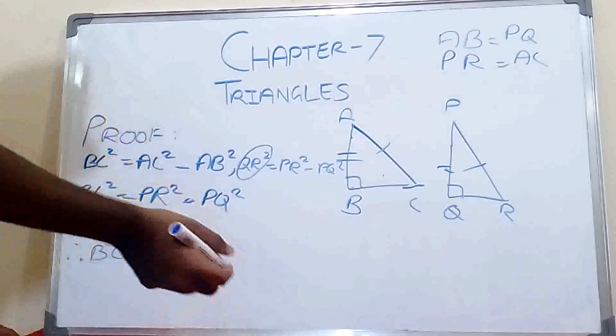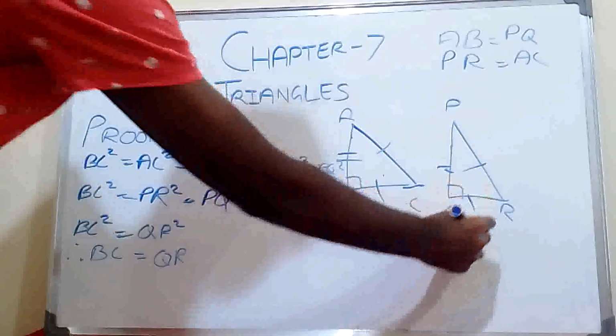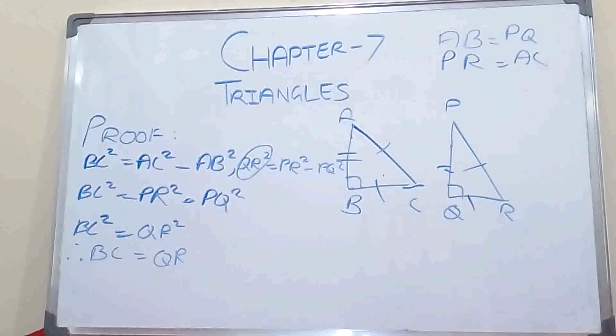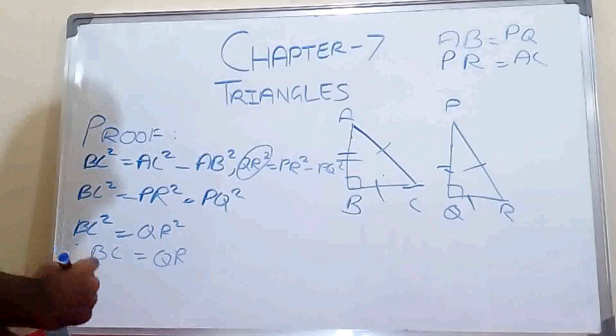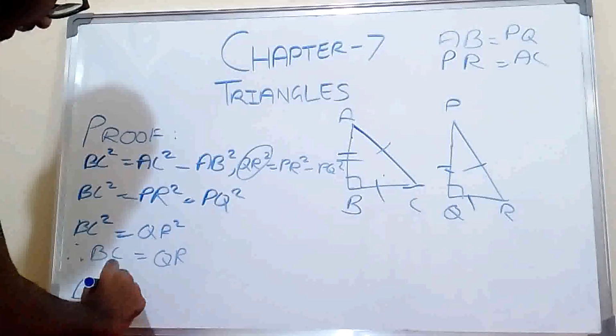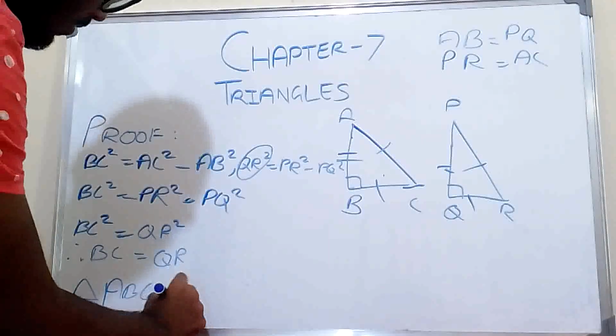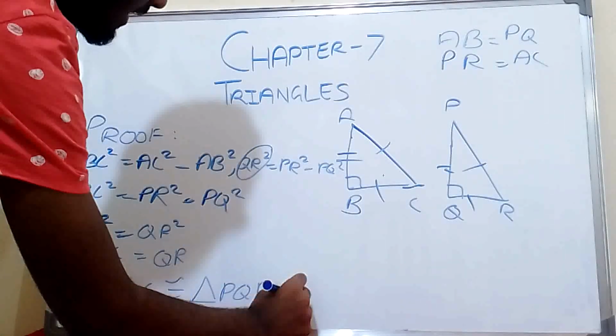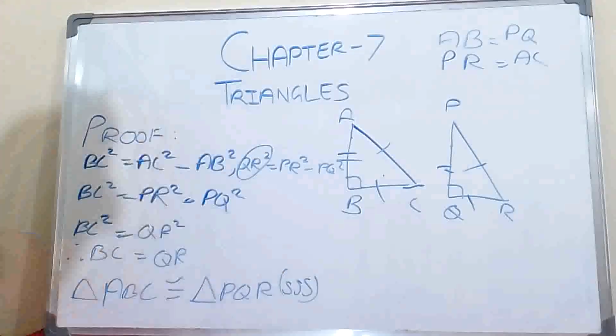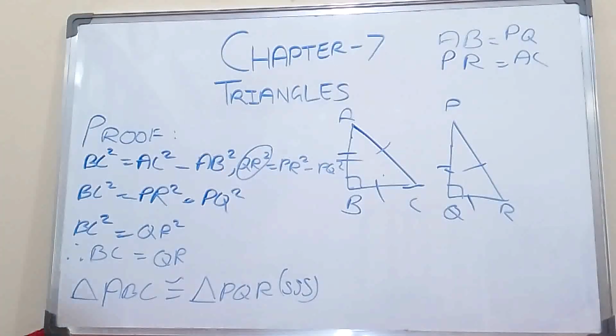So if BC is equal to QR, then we have that these two sides are also equal. And if this side is also equal, then we can prove that triangle ABC is congruent to triangle PQR using SSS. So using SSS we have proved that the two triangles are equal. I haven't written everything again, this side is equal to this side, but you can write that.